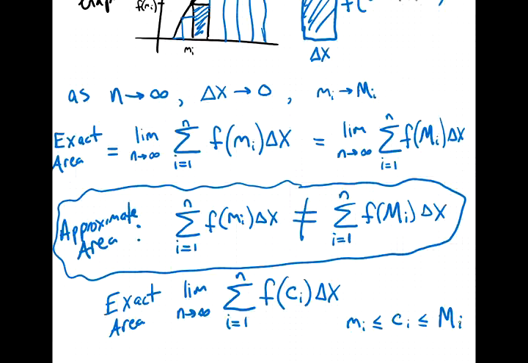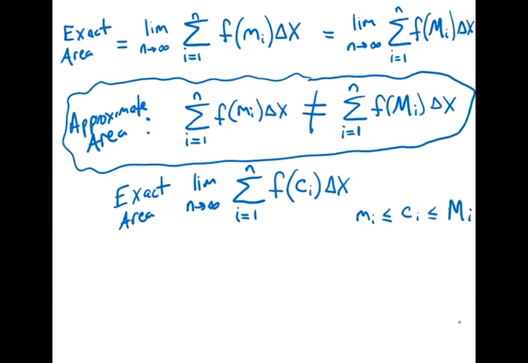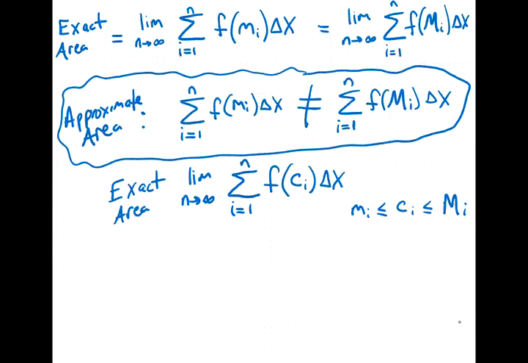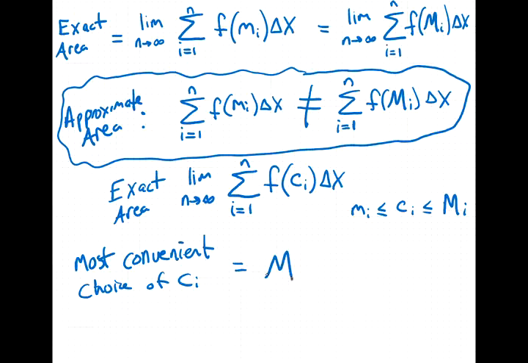Since, to find the exact area under the graph, you could use any value in the interval from the left endpoint up to the right endpoint, you want to pick the most convenient one. And it turns out, and you'll see in my next video when I work through an actual example, that the most convenient choice of c sub i is the right endpoint.